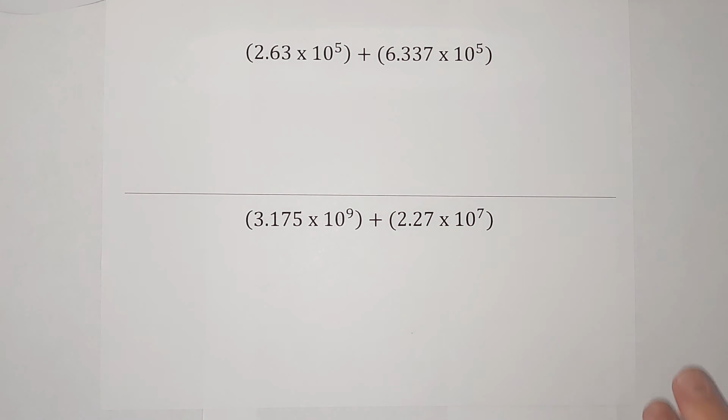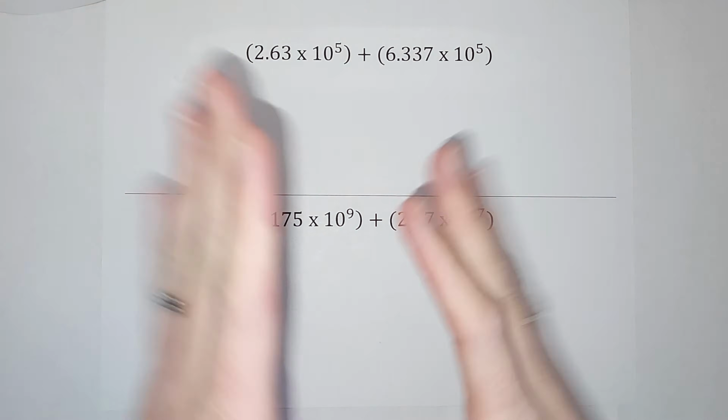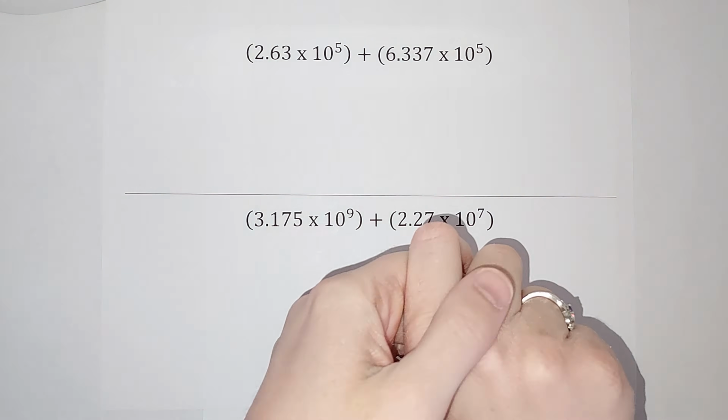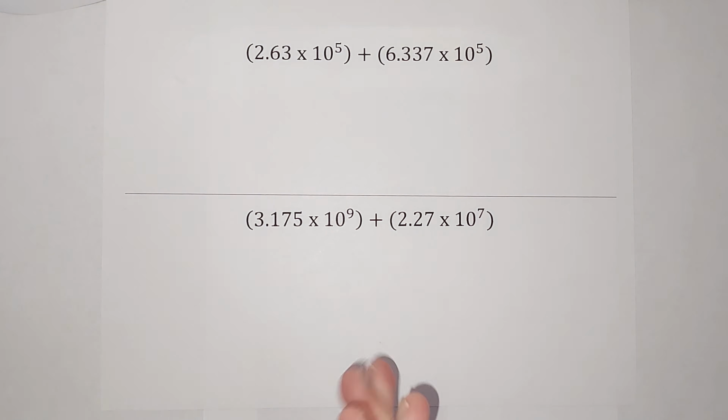Hey guys, we are going to add some numbers in scientific notation, which, call me weird, but I think is kind of fun, okay? So basically, to be able to do this, you need to know what scientific notation is and how to add decimals, okay? If you need a review on either of those, I will link some videos in the corner for you. But let's go ahead and get started, okay?